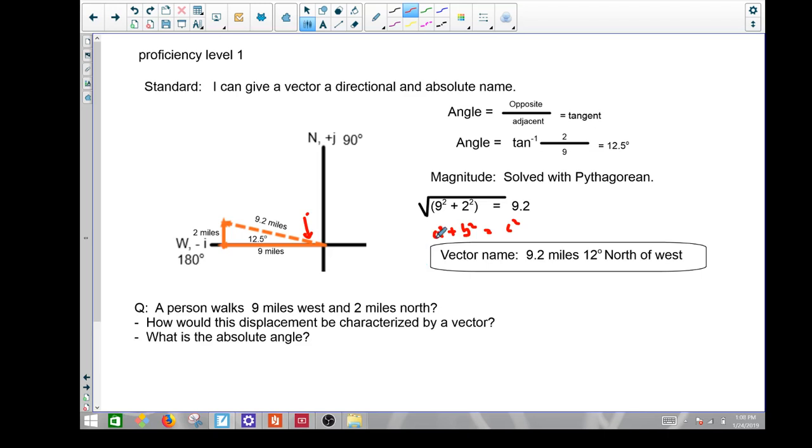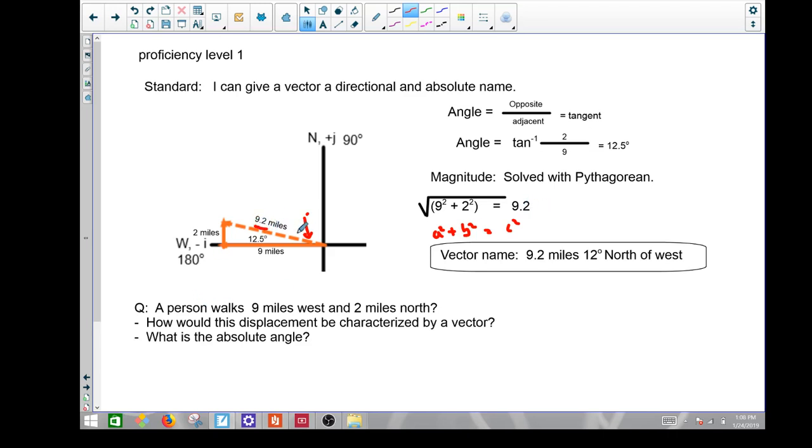Either way, a squared plus b squared equals c squared. So a is 9, b is 2. Square them both, add them together, square root that value, because I'm going to algebraically get rid of this squared value. So square root both sides, and I get 9.2. Again, that math should be relatively understood. If not, you gotta see your teacher and get some help here. All right, so that's 9.2.